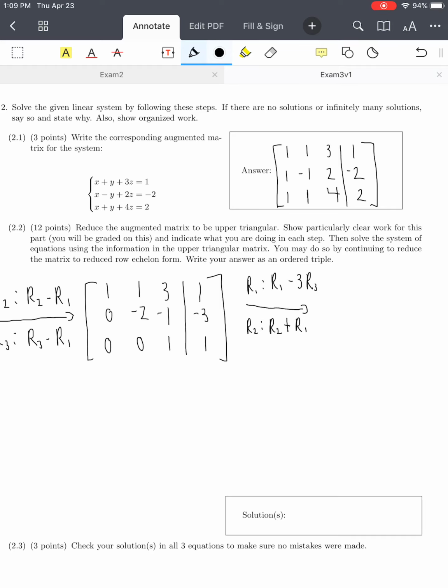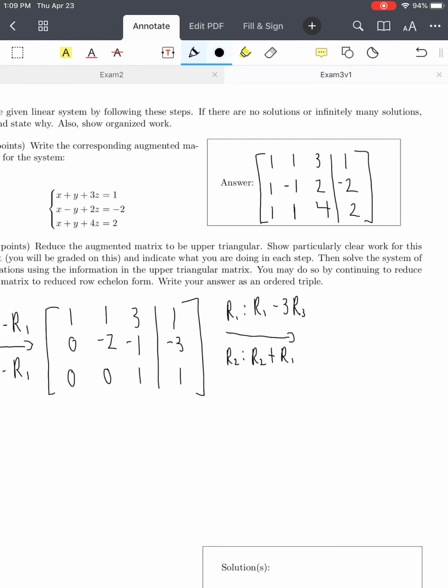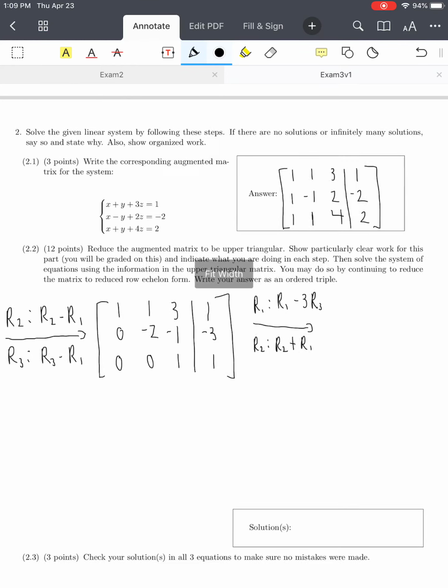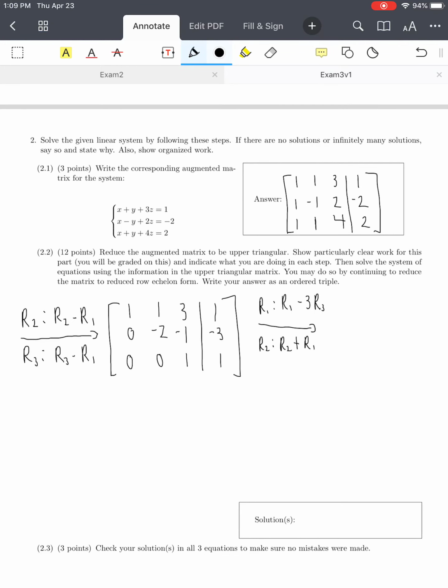So for row 1, I am subtracting 3 times row 3 from it, so that's 1, 1, 0, negative 2. And then for row 2, I'm adding row 3 to it, so that's 0, negative 2, 0, negative 2. Row 3 isn't changing.